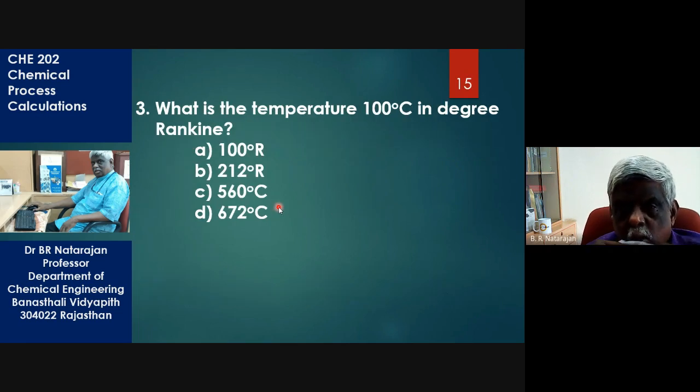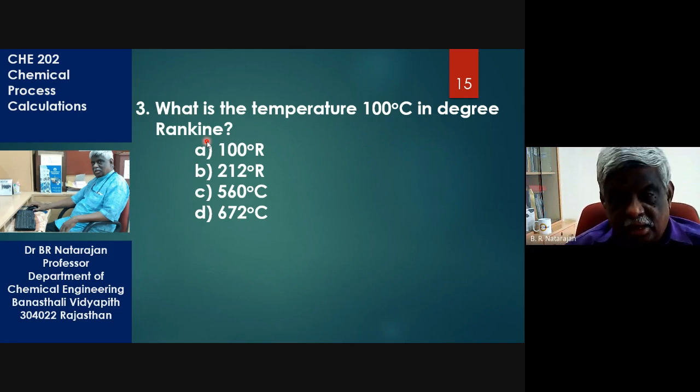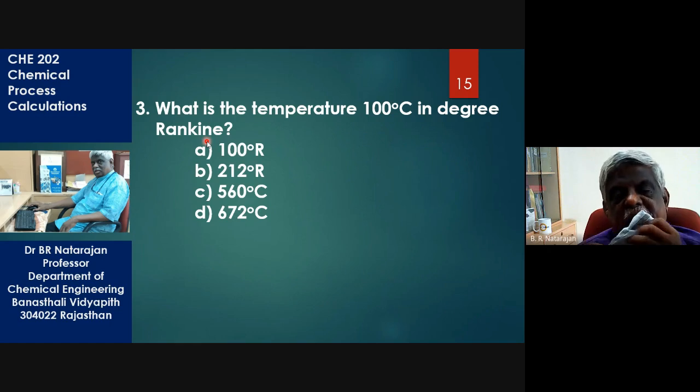Next, what is the temperature 100 degrees C in degree Rankine? Remember, Fahrenheit plus 460 is Rankine, but this is 100 degrees C. So first you have to convert it into Fahrenheit and then add 460. Okay, let's see how it is done.